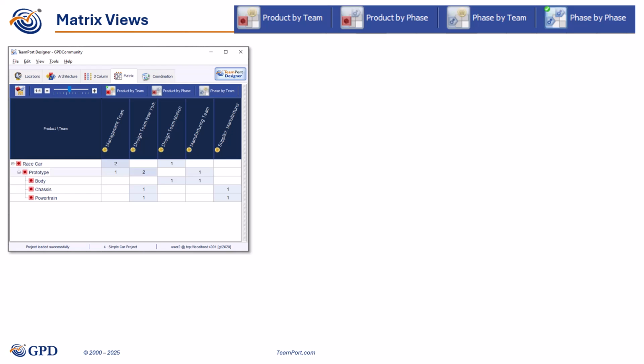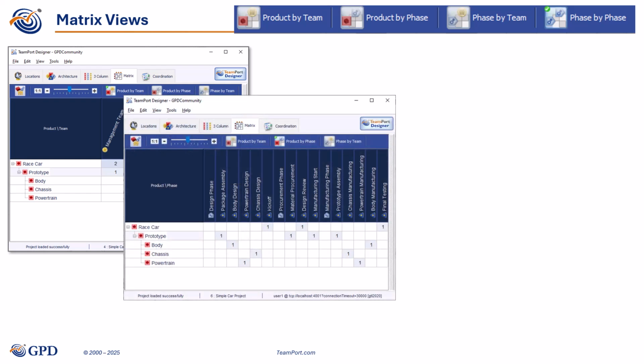Number 1. The product by team matrix shows the count of activities assigned to a team as a primary contract within the product. By hovering over each cell, a list of these activities will appear. Number 2. The product by phase matrix shows the distribution of activities by phases across the PBS.